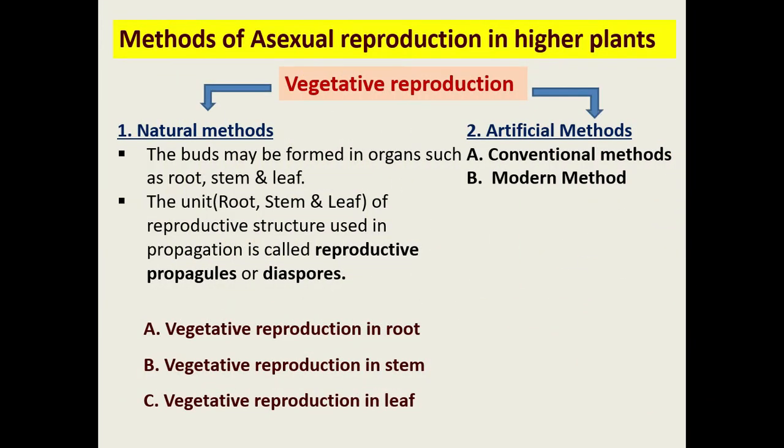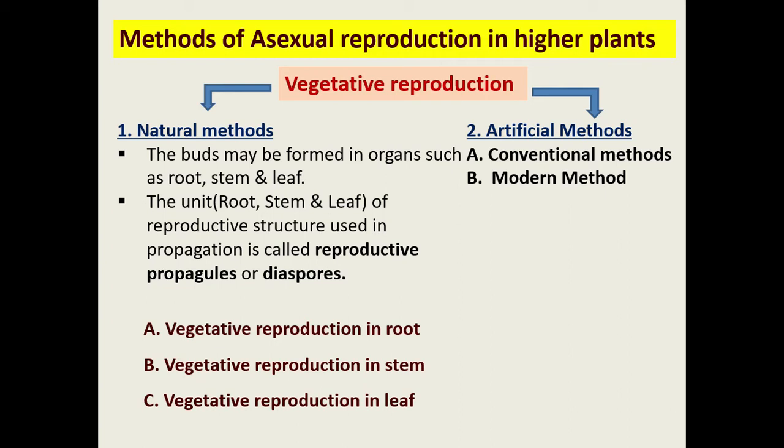The methods of asexual reproduction in higher plants are vegetative reproduction. There are two types: natural methods and artificial methods. So what are the natural methods? Natural methods always work by producing buds. The buds may be formed in organs such as root, stem and leaf.